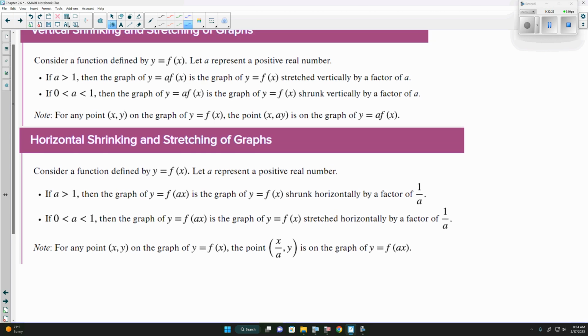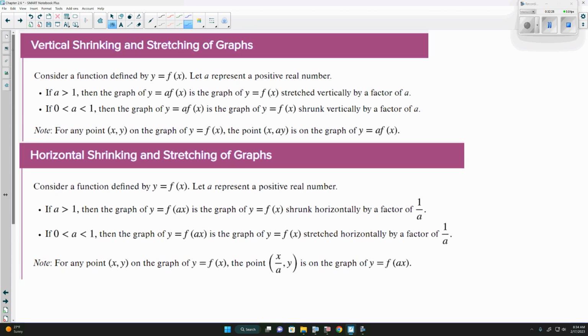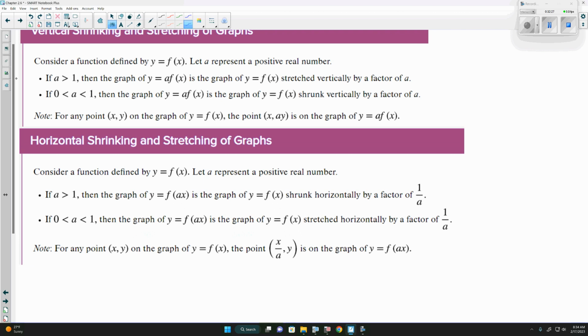And we do have this here. It would have been nice if I had those flipped. Vertical stretch: if a is greater than 1, it's a stretch of that amount. If a is between 0 and 1, it's a shrink by that amount.